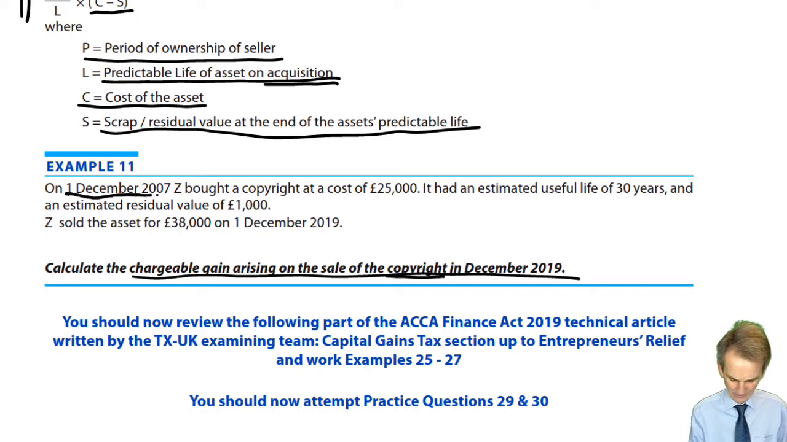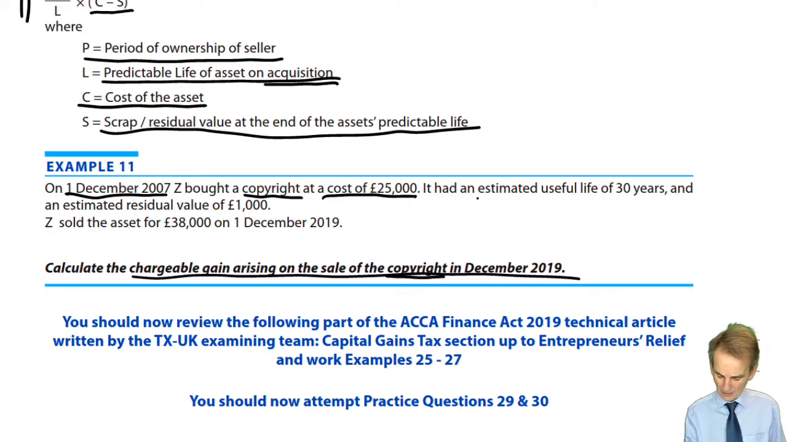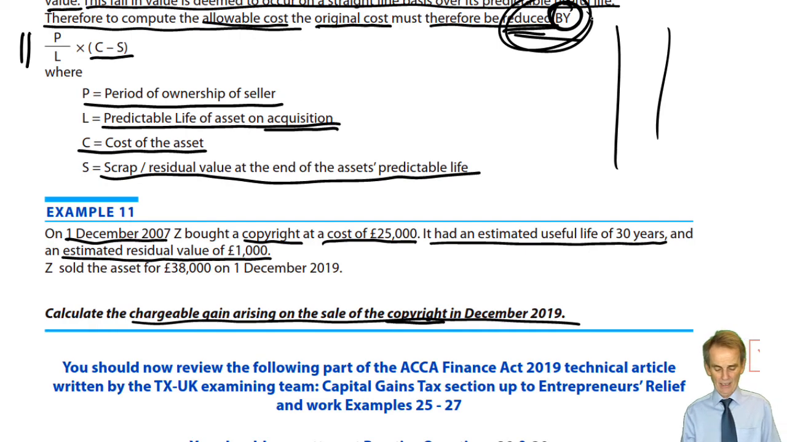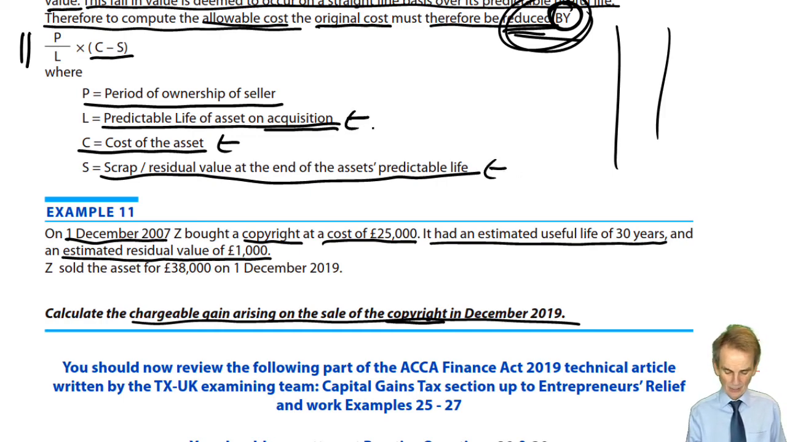So what have we got? On the 1st of December 2007, Z bought, there's our copyright, cost £25,000. There's our original cost. On acquisition, it had an estimated useful life of 30 years at that point. It also had an estimated residual value of £1,000. So in terms of the letters and the issues that have to go into this calculation, remember the reduction in the original cost to get the allowable cost. We know the cost of the asset. We know the scrap value. We also know the predictable life of the asset on acquisition.